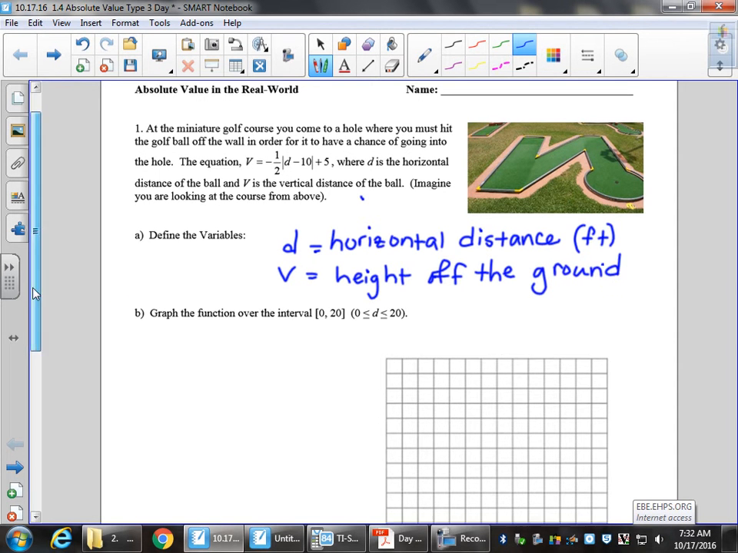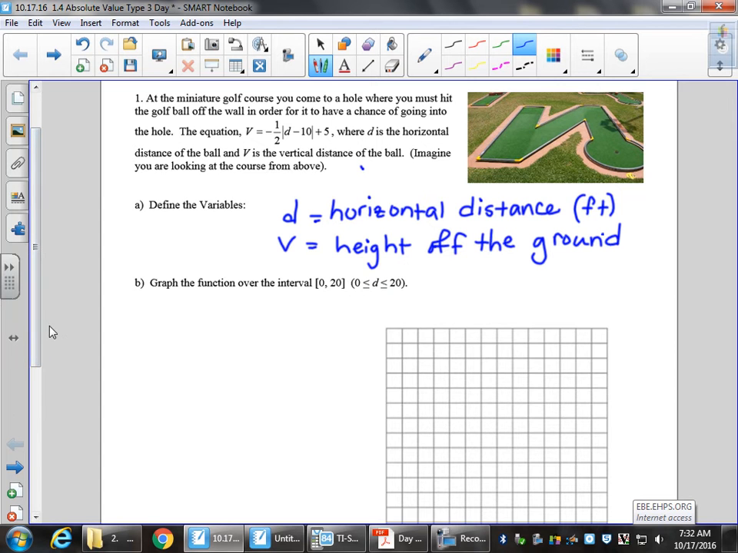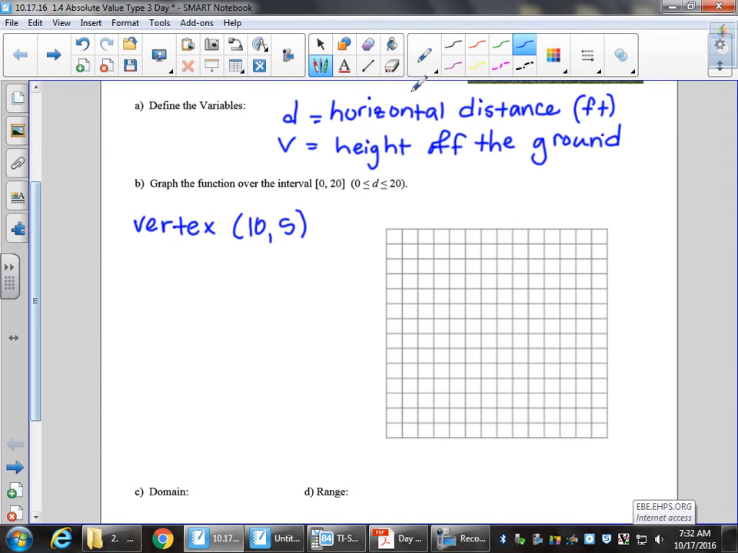Okay, very good. Let's talk about graphing. Tell me what to do. How am I going to graph this? You have to find the vertex. Great. What's the vertex? 10, 5. Vertex 10, 5. Good. We talked about how we can set this up or realize that we're really just being given the first quadrant.